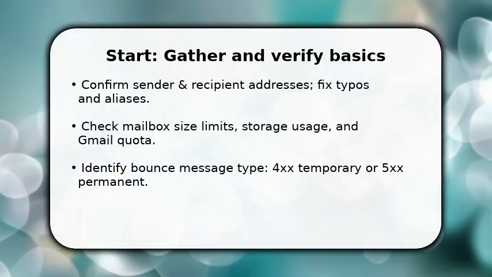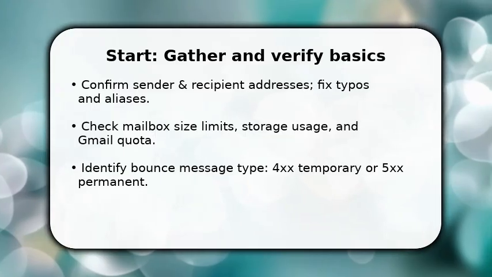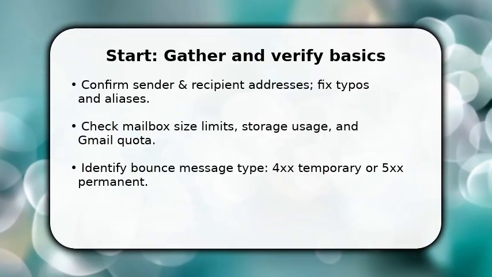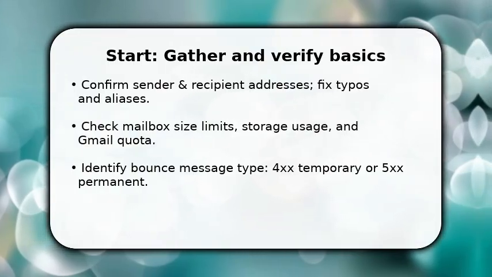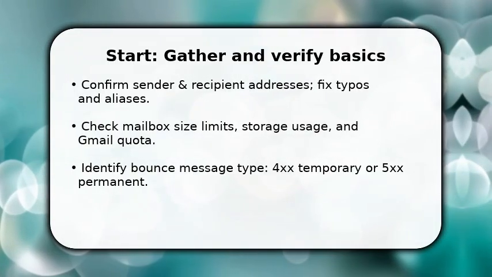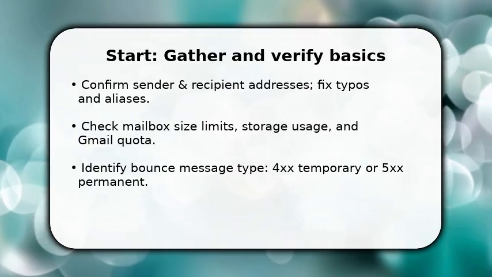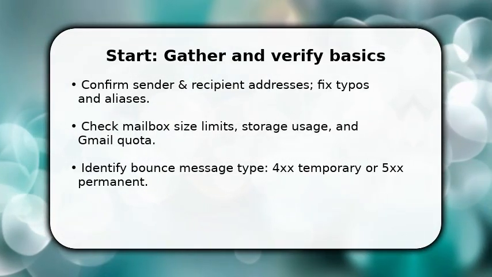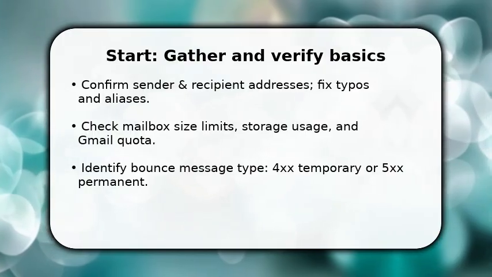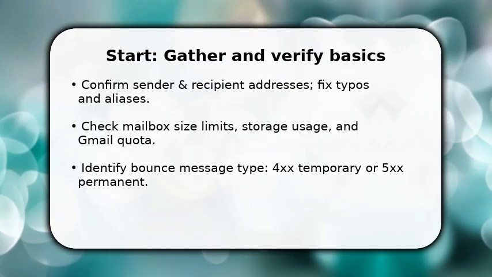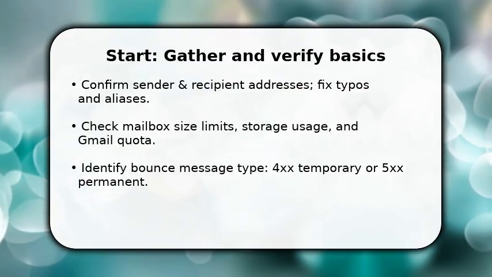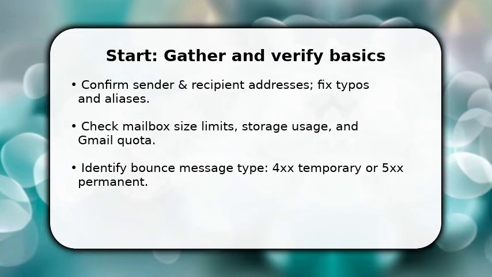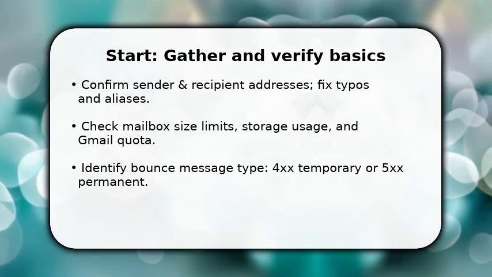You begin by verifying the fundamentals. Confirm the exact sender and recipient addresses and fix any typos or alias issues, because most bounces stem from simple mistakes. Next, check your Gmail storage and mailbox limits. If you're over quota, messages will bounce. Read the bounce code in the delivery report to see whether it's a temporary 4XX error or a permanent 5XX refusal. That distinction changes what you do next. Once done, collect the full DSN or SMTP response for deeper debugging.